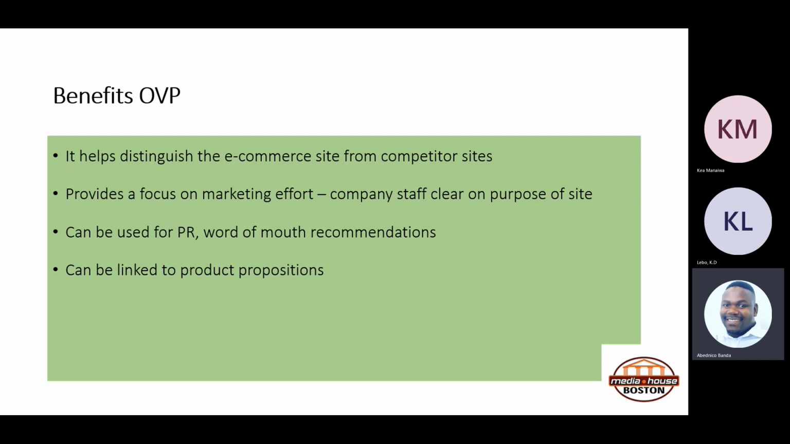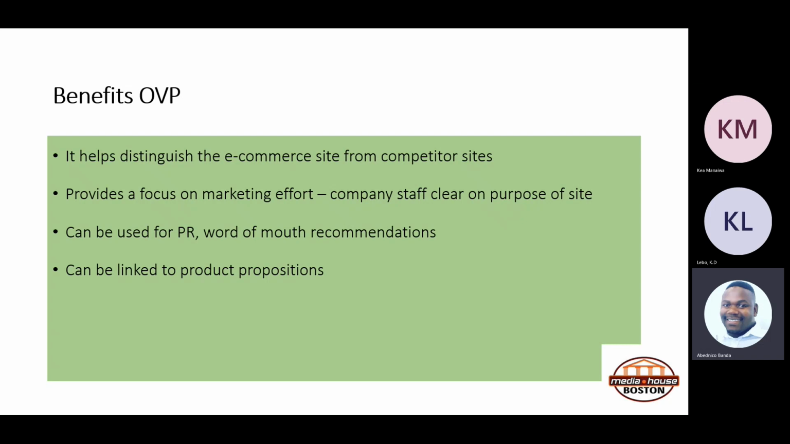It also provides a focus on marketing efforts. So company staff will be clear on the purpose of the site. You know, it's always very interesting to find out that someone works at Pick n Pay and they're not clear about the communication culture that Pick n Pay enacts on its website. They don't even know the web address of the website. So they don't know the purpose of the site, yet they are working for that company.